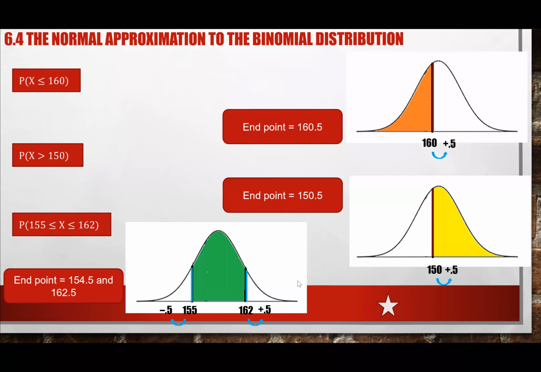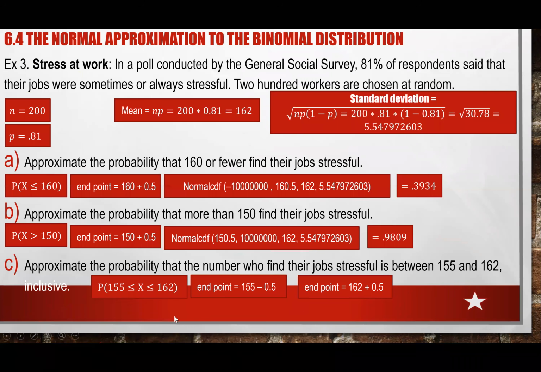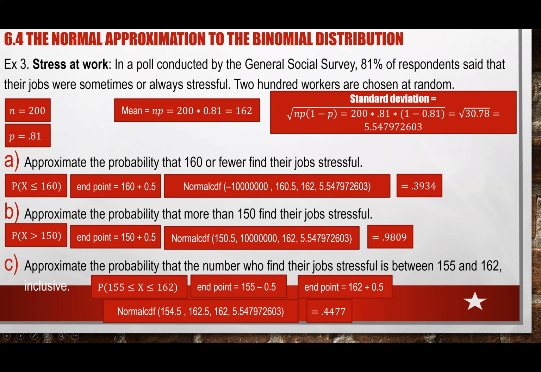And to extend them out, we need to subtract to the left and add to the right. So these are my two endpoints. I know my lower limit is 154.5. My upper endpoint would be 162.5. My mean is 162. My standard deviation is 5.547972603. And again, if you plug this in, you will have 0.4477. So looking at this, question, ladies and gentlemen, question with example 2, A, B, C versus example 3, A, B, C.